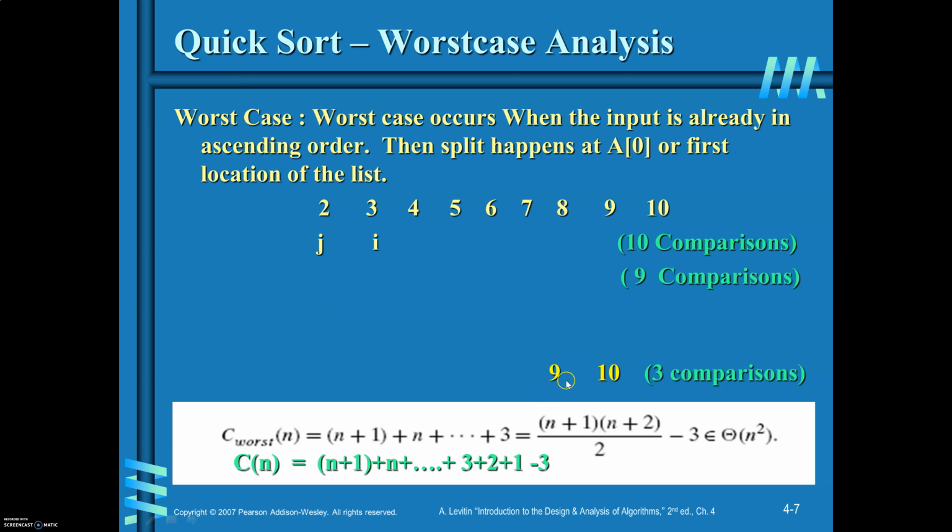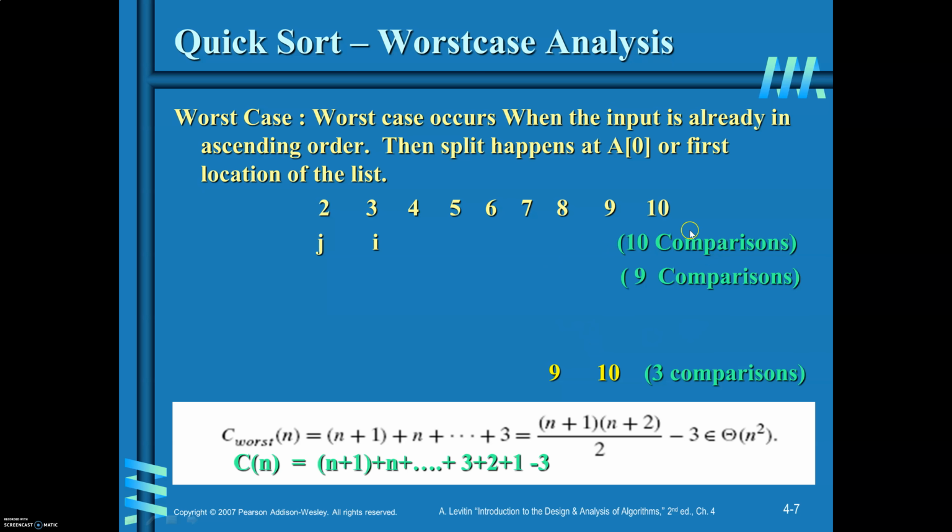When there are 2 elements, look at here, i is set to this, one comparison, and scan from right to left. Here 2 comparisons. Here you are finding an element less than or equal to the pivot in this position only. So totally 3 comparisons. So 10 plus 9 plus so on up to plus 3. So these are the number of comparisons required in the worst case.